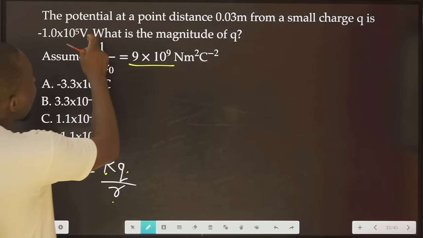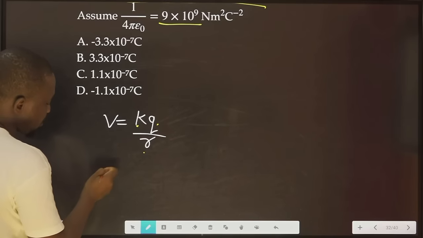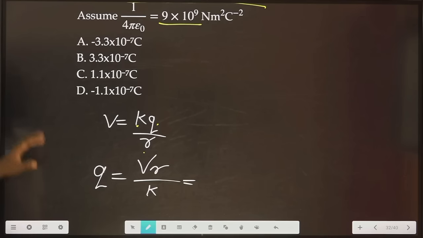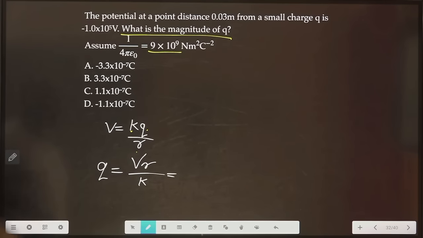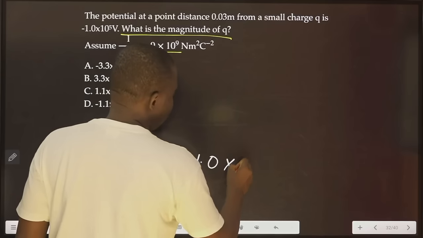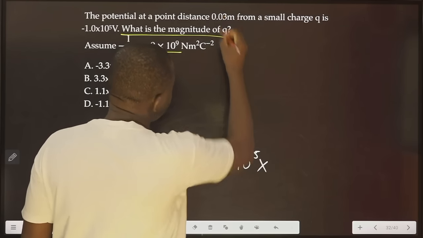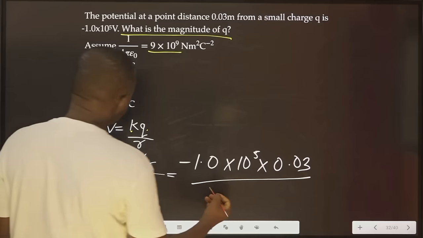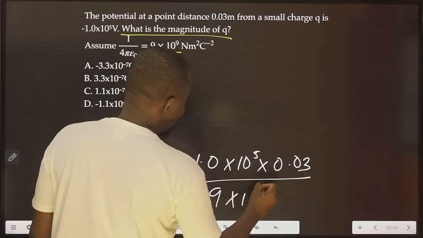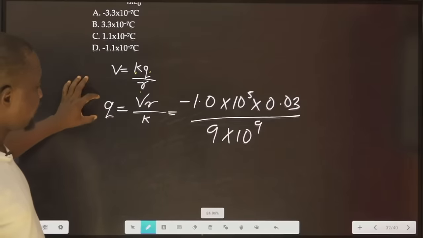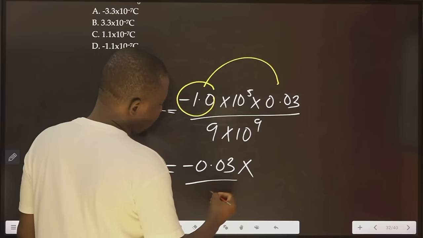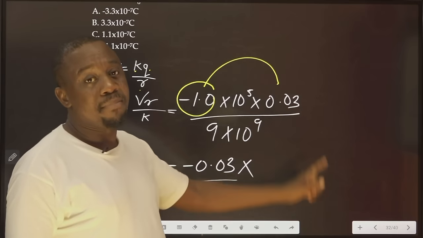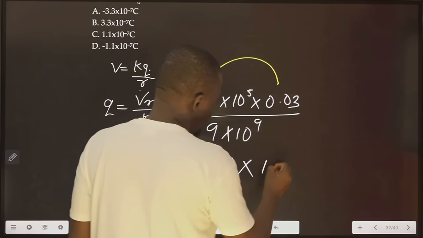So now, what we are asked to find is the magnitude of Q. So make Q the subject of formula to have this over this. And you agree with me, our voltage given to us is minus 1.0 times 10 to the power 5. And the R given to us is 0.03, while the Coulomb constant is 10 to the power 9. Okay? Now that we know this, if we do this multiply by, we can simply say over 9 straight here. Then if we work this out, 5 minus 9 will give us minus 4. That is 10 raised to the power minus 4.